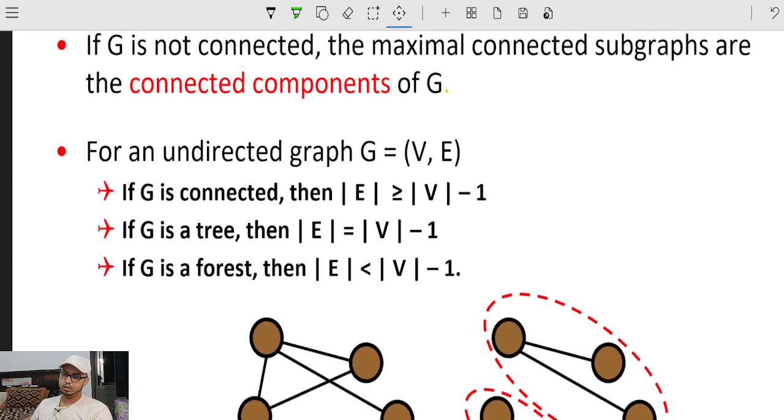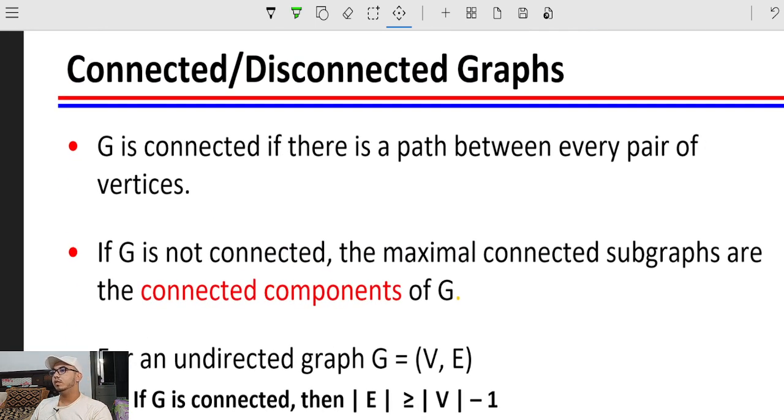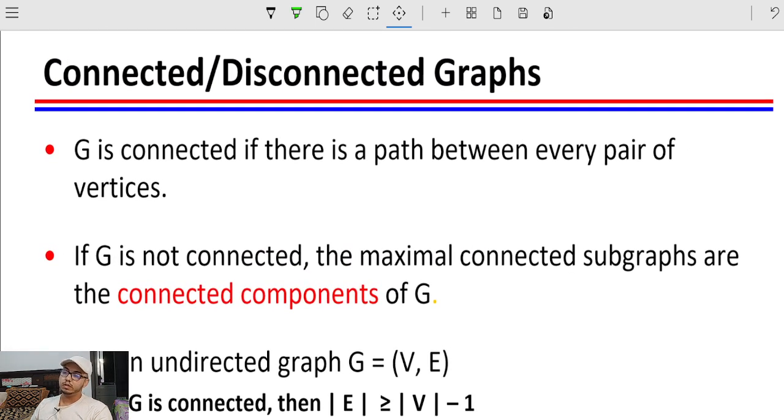So this is part 1. Next, we will discuss some important terms. So this is the first part of graph theory.